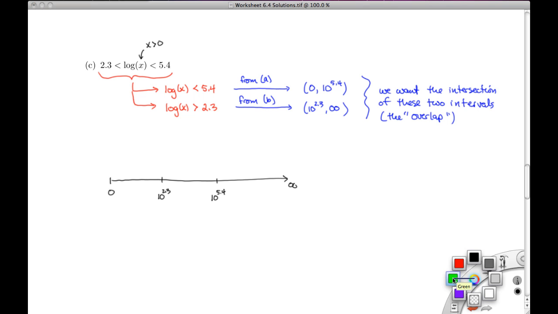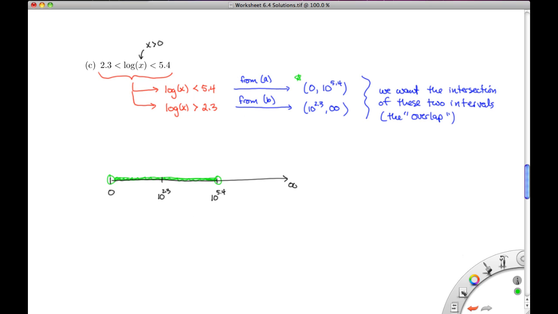So one of our intervals that we've got here, I'm going to star this one as green, is from 0 to 10 to the power of 5.4. So that's from 0 all the way up to 10 to the power of 5.4. So there's one of our solution intervals that would work.